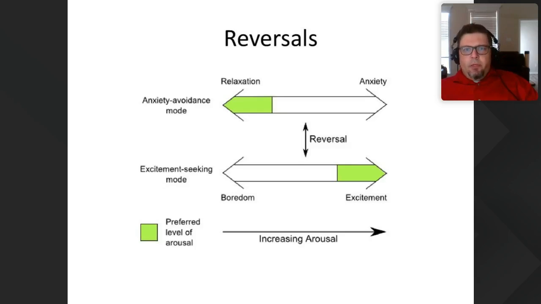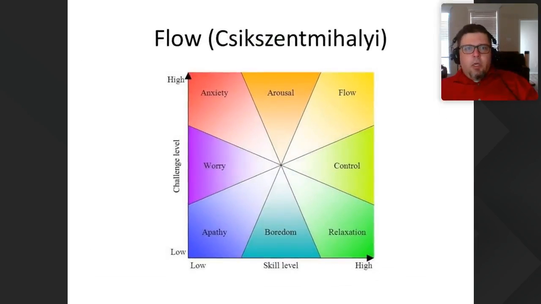So that's a little bit about reversal theory, which has to do with motivation and why certain personality types become dominant. Next, this is a big one that I always talk about in undergrad: flow. Csikszentmihalyi brought this one up back in the 70s, and it has to do with challenge level and skill level.